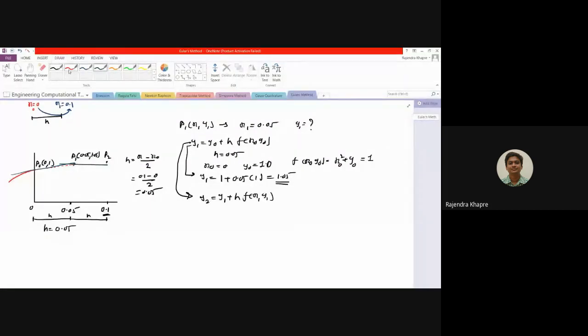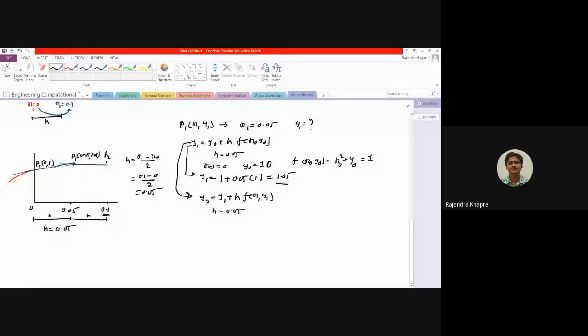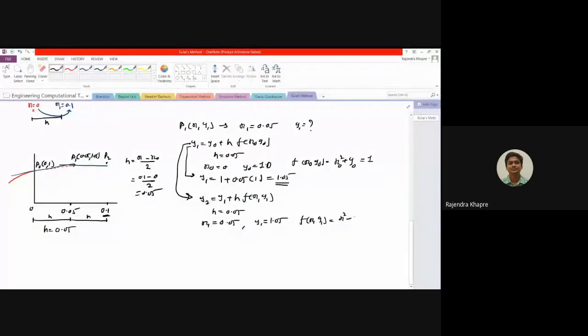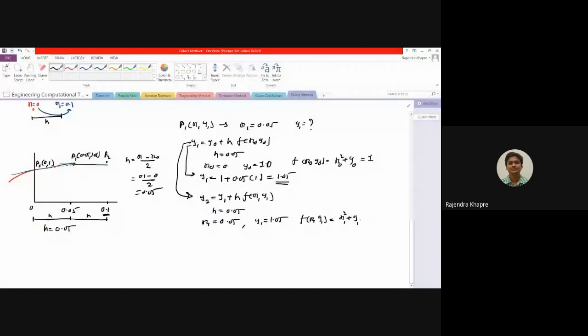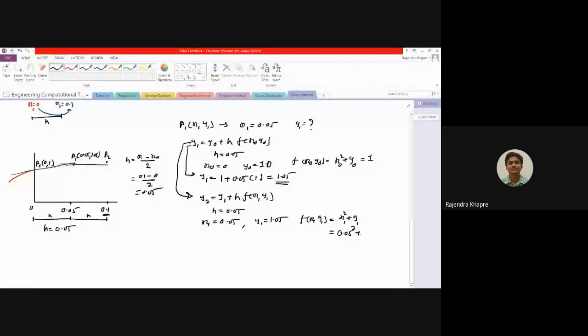In this case, the value of h is going to remain the same, 0.05. Your x1 will be 0.05. Your y1, which you have just calculated, is 1.05. Now you have to calculate f of x1 and y1. So this is x square plus y, now with subscript 1 each, where x1 is 0.05 square and y1 is 1.05. Can somebody tell me what is the value of f of x1 y1?